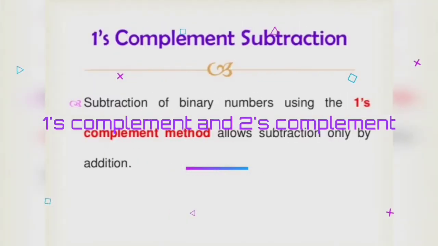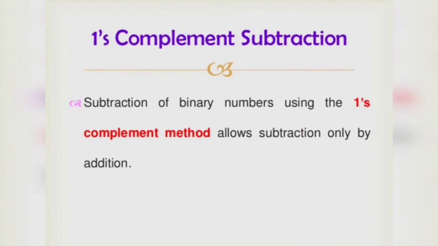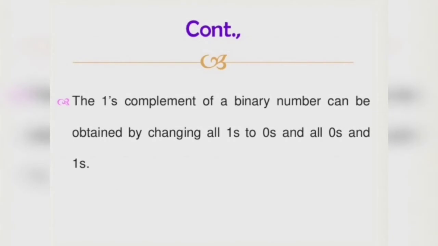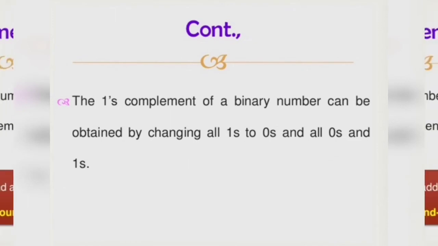Next concept is 1's complement and 2's complement. First one, 1's complement subtraction. Subtraction of a binary number using the 1's complement method allows subtraction only by addition. The 1's complement of a binary number can be obtained by changing all 1's to 0's and all 0's to 1's.